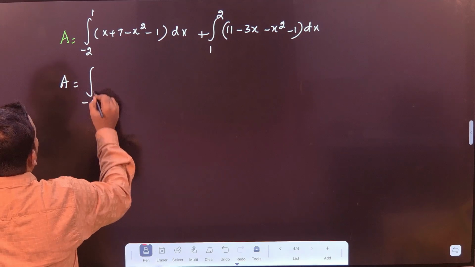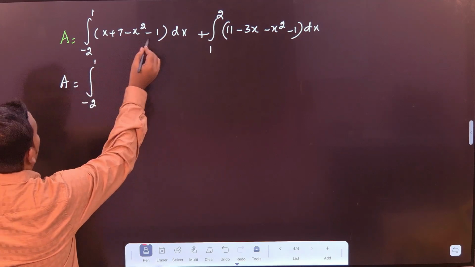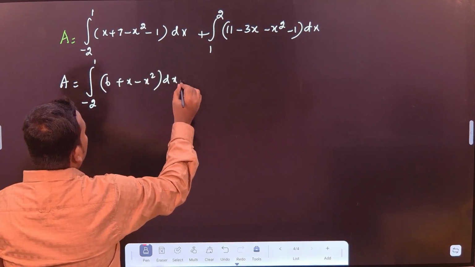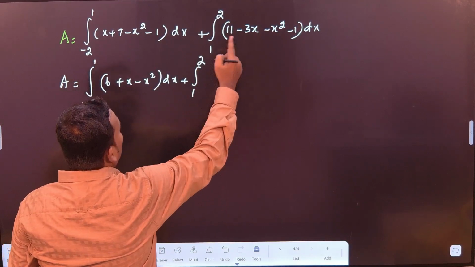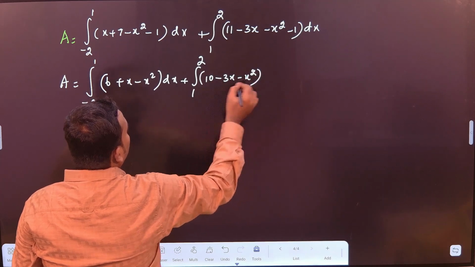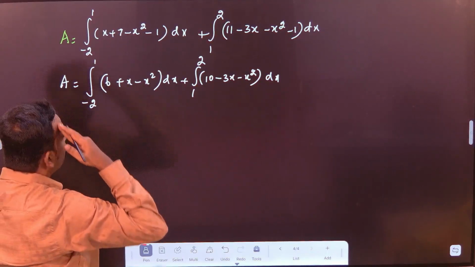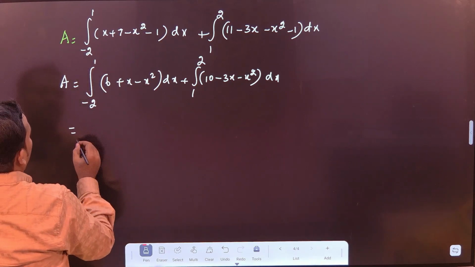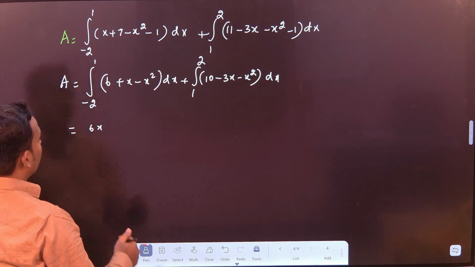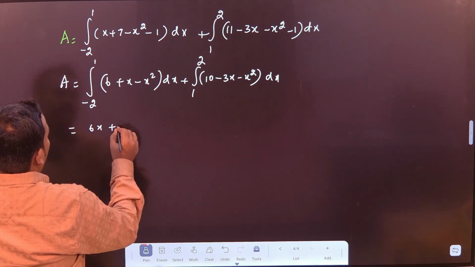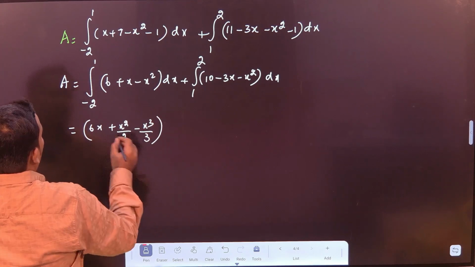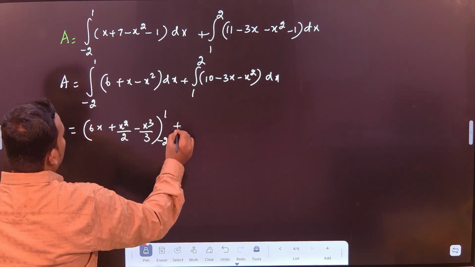Find out from minus 2 to 1. So you can see 7 minus 1 is 6, so the integral of (6 plus x minus x square) dx, plus from 1 to 2, 11 minus 1 is 10, so the integral of (10 minus 3x minus x square) dx. Clear? Okay, so you can integrate this one. 6x, because 6 into the integration of dx is 6x, plus x square by 2 minus x cube by 3. You can apply the limit minus 2 to 1.